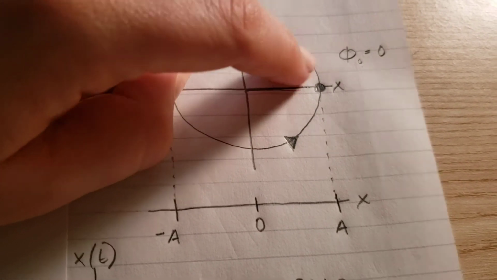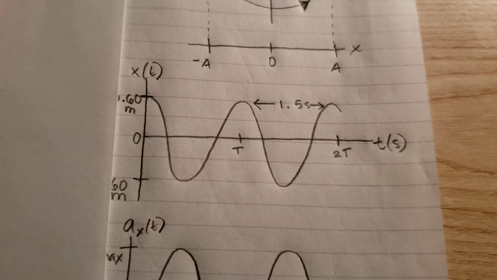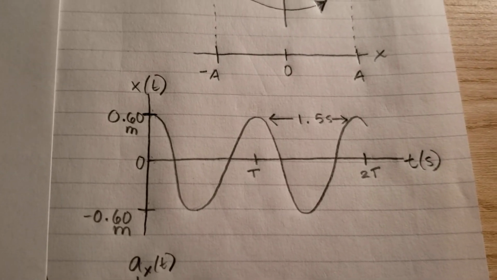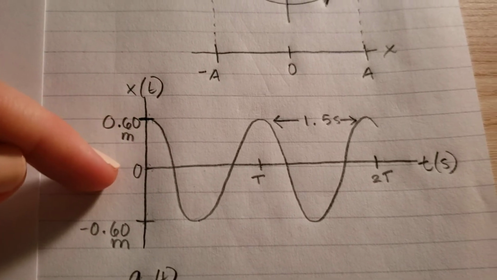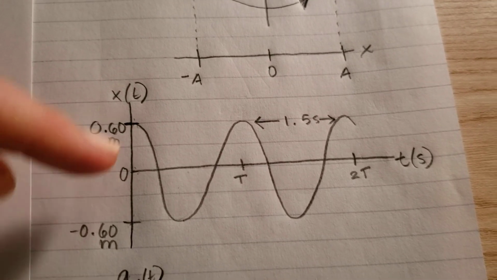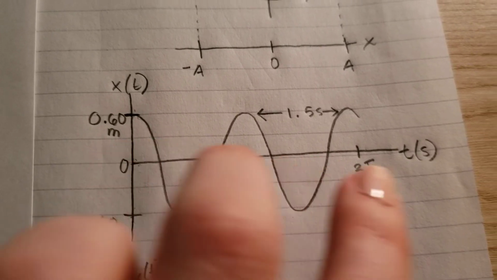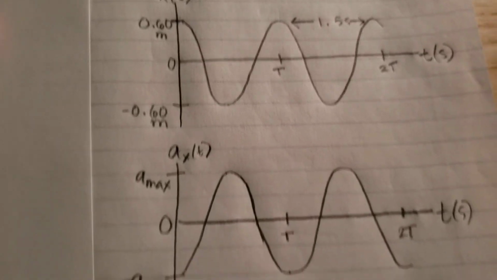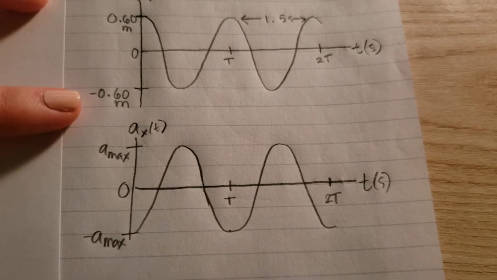So you can calculate that using A times cosine. But anyways, we can take that and draw it out on a position versus time graph. So we have our amplitude here of 0.6 meters from equilibrium, and our period of 1.5 seconds. So this represents one period and two periods. And we can then take that and graph it on an acceleration versus time graph.